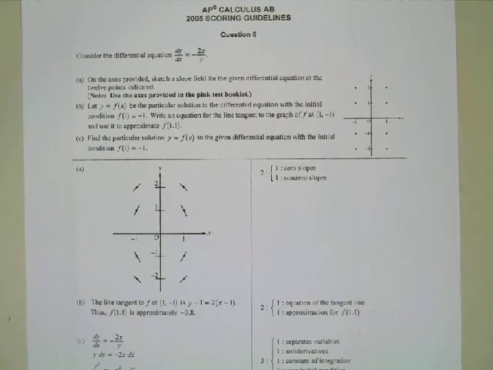So in other words, it asks you to sketch a slope field at the 12 points indicated. So just stick to those 12 points. Okay, let's keep looking here though.